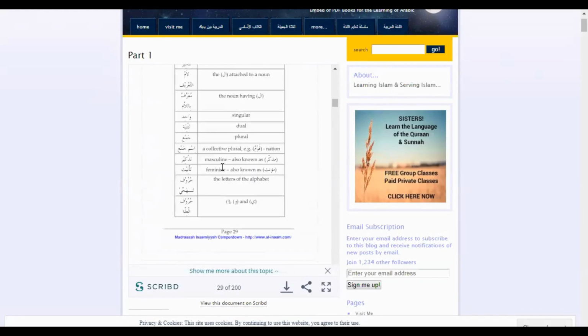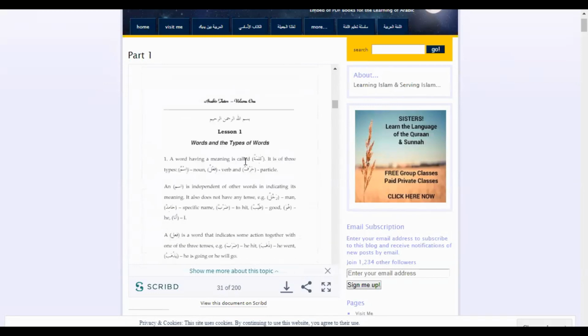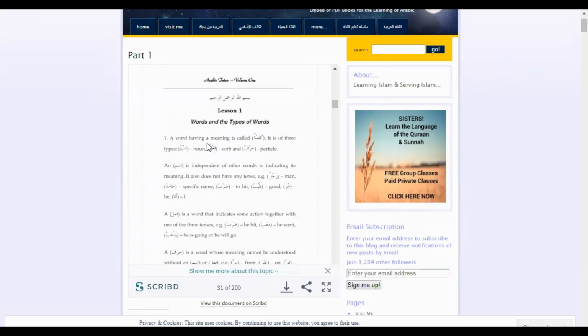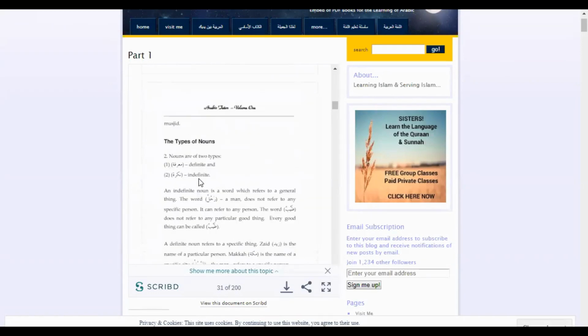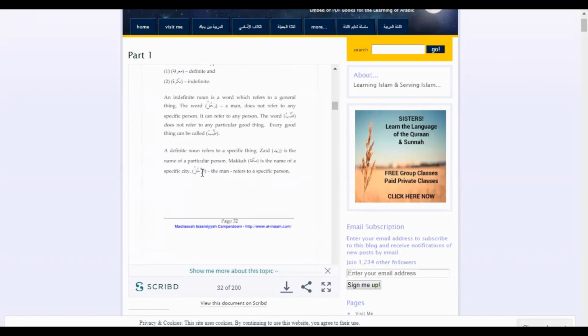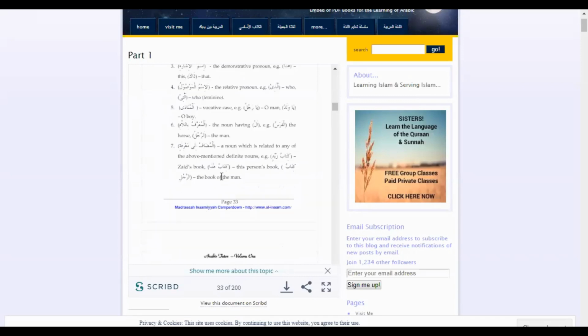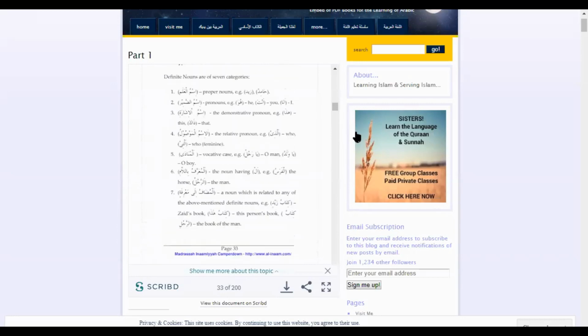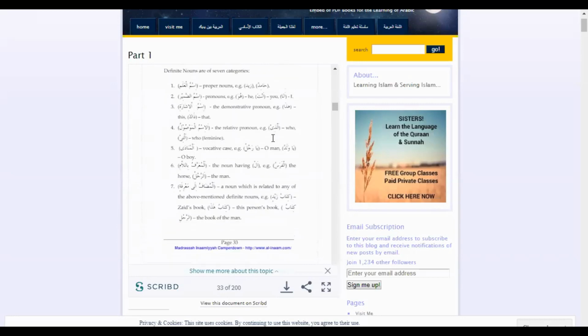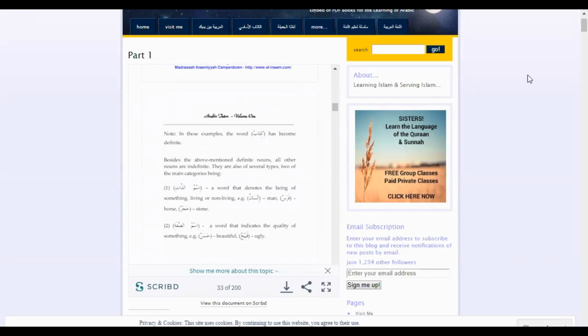I can't zoom in. Lesson number 1: words and types of words. It gives you a lot of grammar. Ismu, fail, harf. And then he gives 3 types of nouns. Everything in English. It teaches you like a teacher. Ismun ma'alam. But the problem with this book is it gives you so many things at once. That's why many students read this and then leave it.